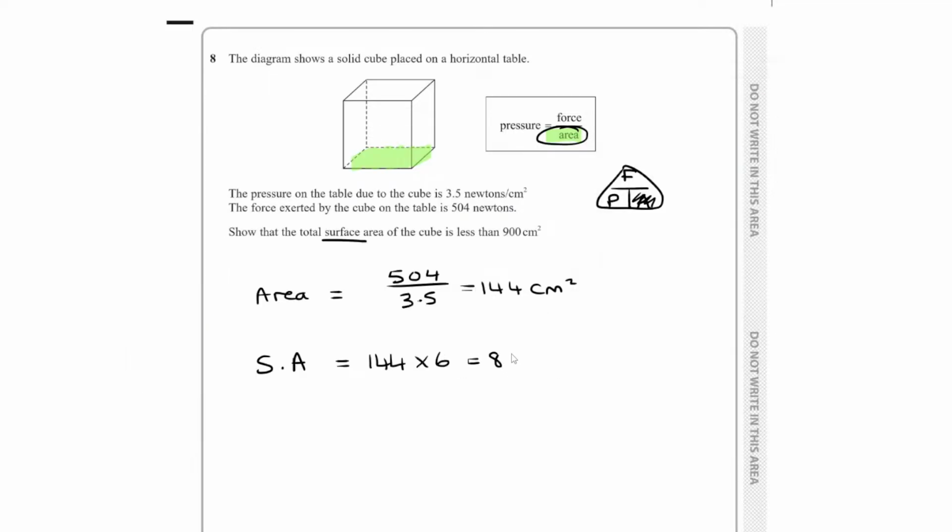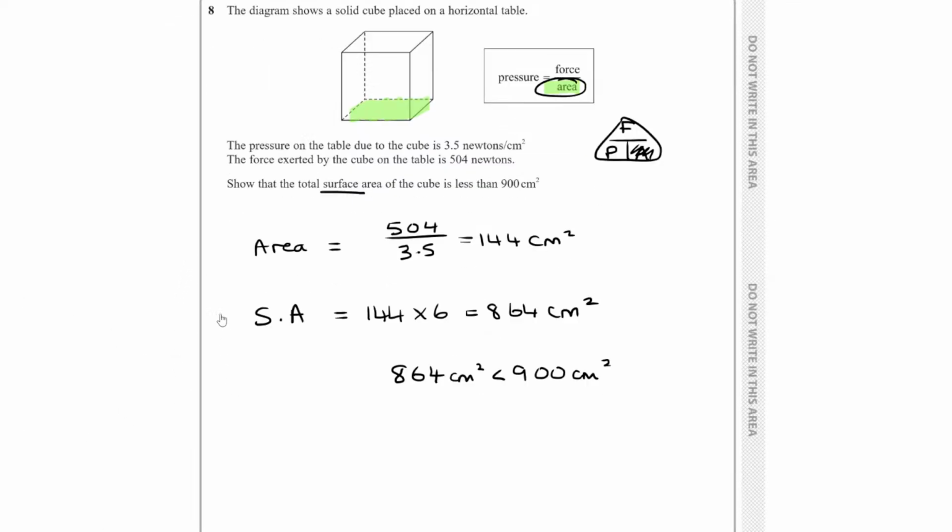864. Now that makes a bit more sense. You see how they said show that it's less than 900? If you only got 144, that's so far less than 900 that it seems like surely that's not the final answer. So yeah, you had to times it by 6. And then I think you had to put a little conclusion, not worded as such. I would probably just write, well, 864 is clearly less than 900. That's my conclusion. Show that it's less. Well, yeah, it is less, isn't it? 864 is less than 900. So yeah, that's that one. Just be careful because there are 2 steps there between the difference between area and surface area. And let me scroll down so you can see how many marks that was. 3 marks.